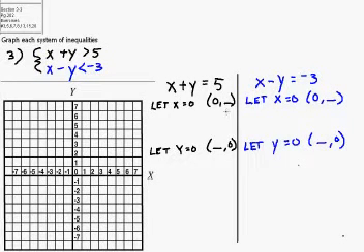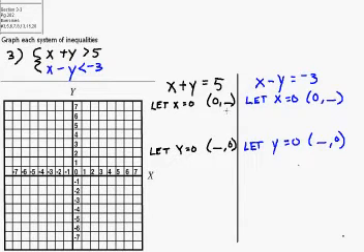Alright, in problem number 3, we're looking at how to graph each system of inequalities. Here we have the system x plus y is greater than 5, and x minus y is less than or equal to negative 3, is less than negative 3. So first we're going to consider the actual lines, the boundary lines of these inequalities.